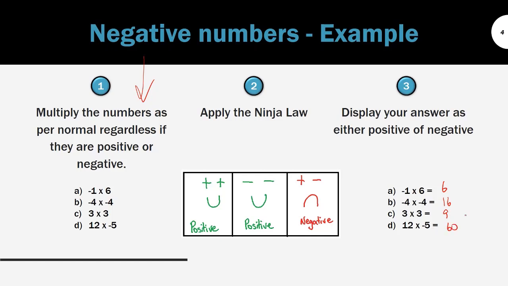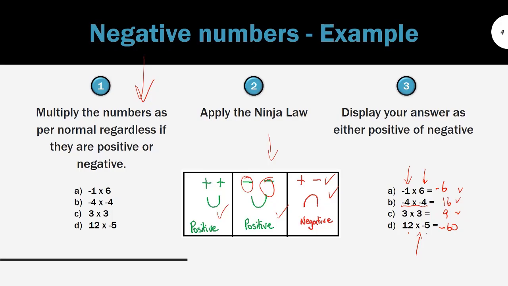But then we refer to the ninja law. So this one has one negative and one positive, which means it's this guy here. Our answer is going to be negative. This one here has two negatives. So when you have two negative numbers, our ninja is positive. So that means our answer stays at 16. Here, 3 times 3, both numbers are positive, which means our answer stays as 9. And the last one here, we've got one negative number and one positive number, which means we've got this negative ninja again. So we need to put a negative in front of our answer to make it negative 60.